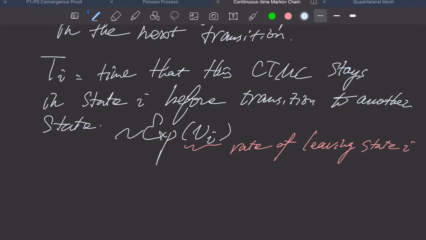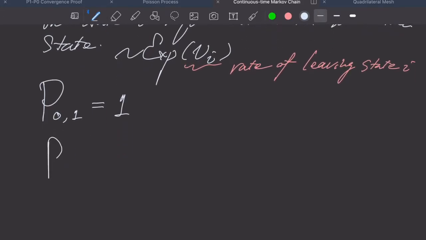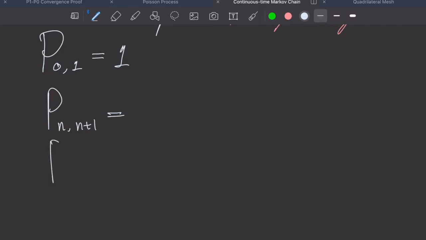And now we want to derive the transition probabilities. First, we have P01. That is guaranteed to be 1. It means when we're at state 0, the next transition must be to state 1. And now we're curious about these two numbers, which are from state n. What's the probability of the population, or say the number of individuals in the system, going up by one or going down by one, all right?